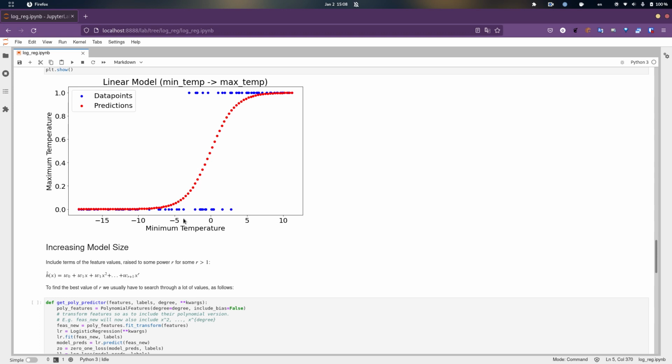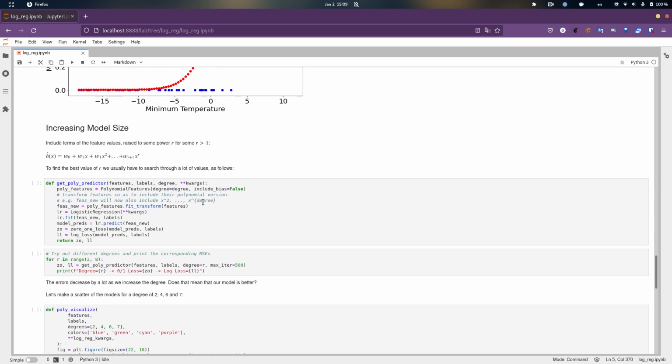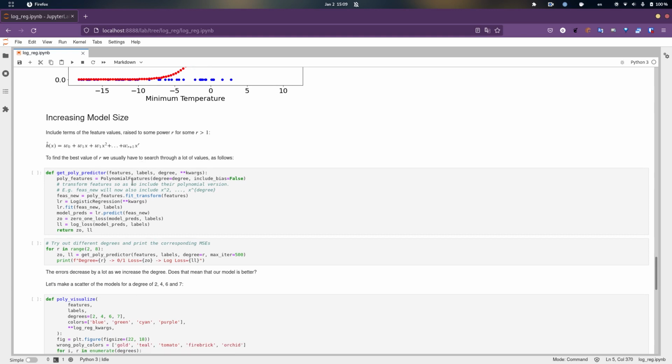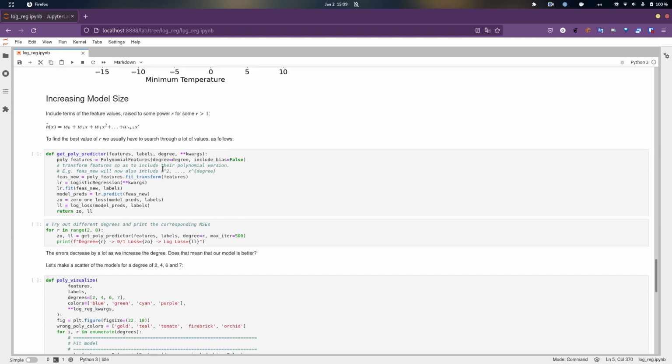So here in the range -4 to about 3 degrees, even the training examples are inconsistent and we have some overlappings. So we're wondering, is there anything that we can do better and solve that? So we are going to include new feature terms. So here we include the terms x squared and x to some power r. And that can be done by using the same polynomial features class that we used in the linear regression video.